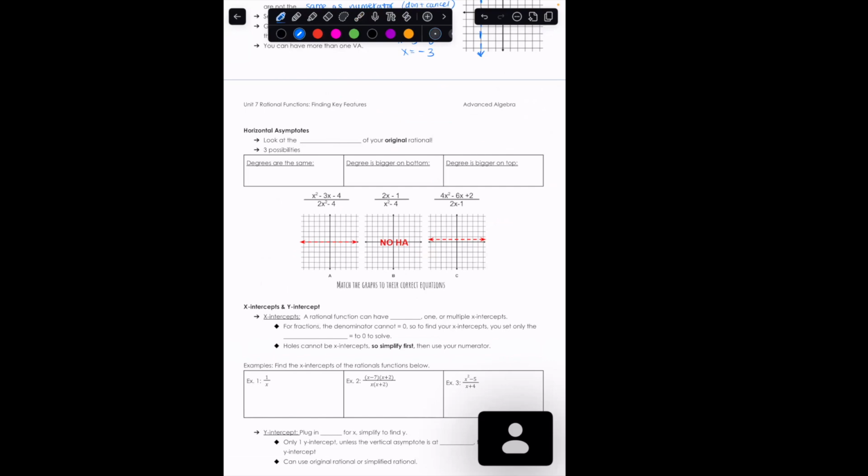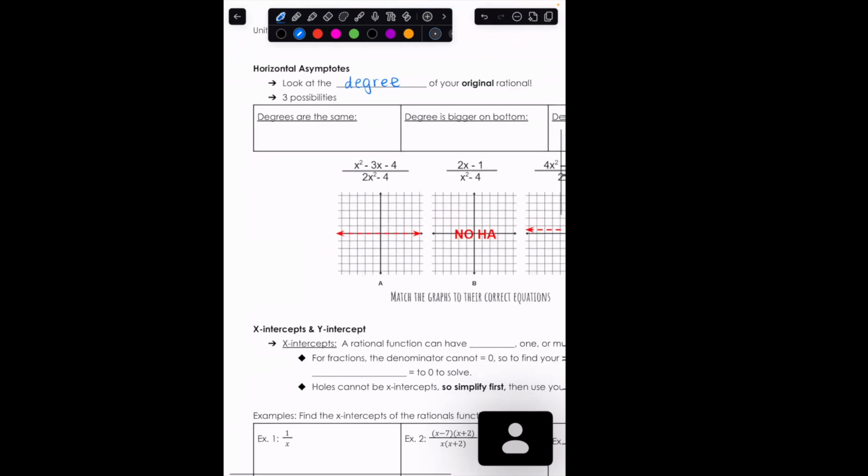All right, so horizontal asymptotes. For horizontal asymptotes, we're going to look at the degree of the original rational. So it's important to note that I always do this first because I don't need it simplified. I need the original one. If the degrees are the same, you divide the leading coefficients.